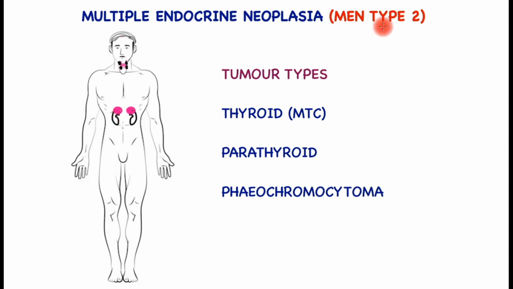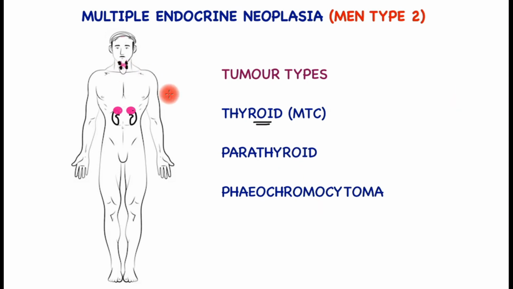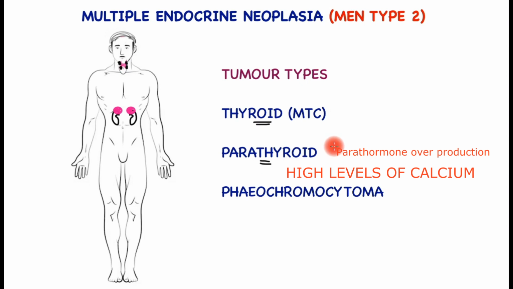The tumor types associated with MEN type 2 are the thyroid, predominantly the medullary thyroid cancers. These are the calcitonin producing cells within the thyroid gland, and once diagnosed a total thyroidectomy is mandated. When there is hyperactivity within the parathyroid gland, excess calcium is secreted, causing symptoms associated with hypercalcemia.